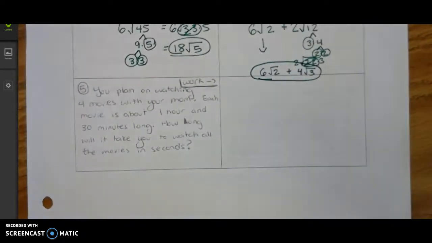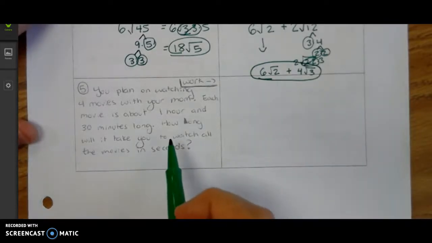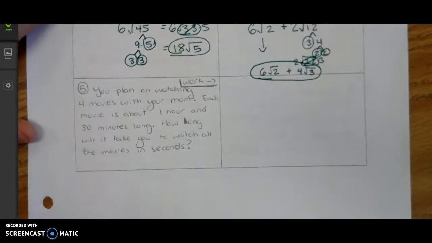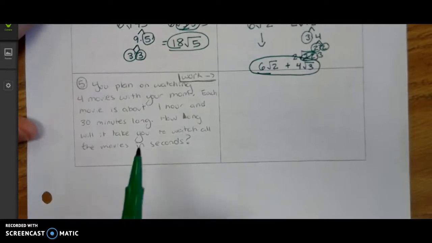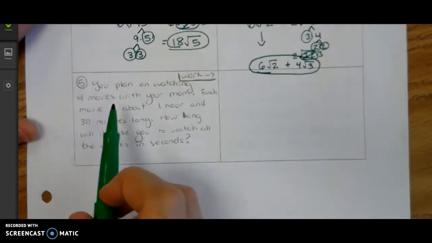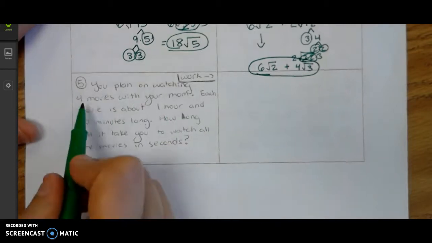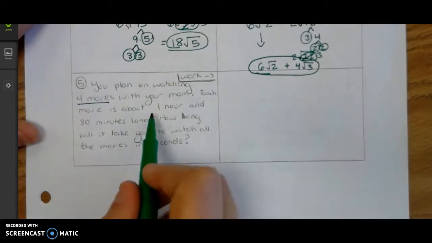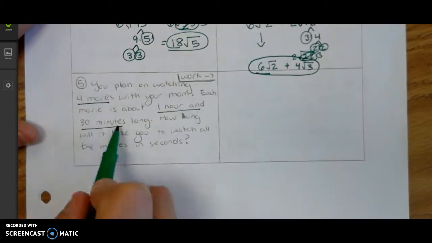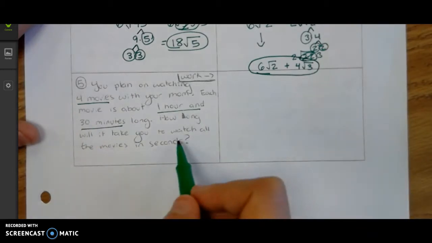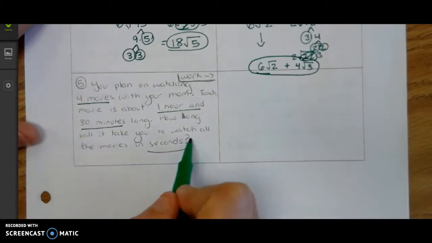Number 5 is a word problem. So this is going to be the changing quantities that we've been working on, but they are now in word problems. And the nice thing about word problems is they give you everything that you need if you know how to pull it out. So you plan on watching 4 movies with your mom. Each movie is about an hour and 30 minutes long. How long will it take you to watch all the movies in seconds?